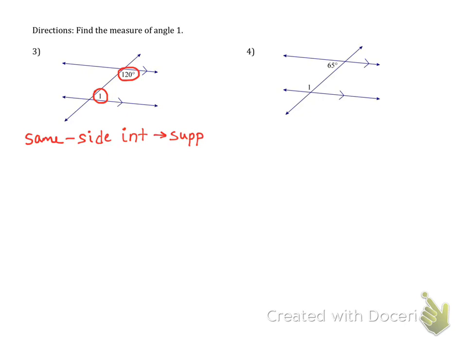So we can do the measure of angle 1 is equal to, since both of them together are 180 degrees, I can do 180 minus 120, and 180 minus 120 is 60 degrees. So the measure of angle 1 is 60 degrees.